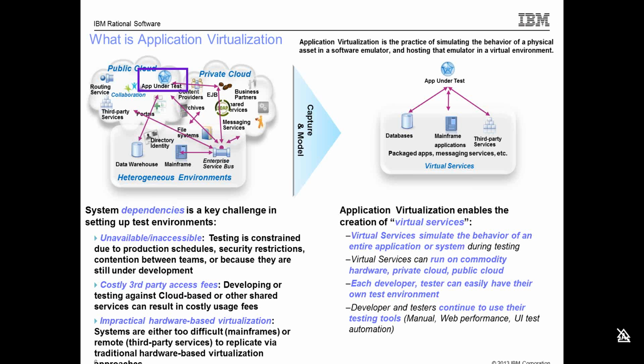So what we just described was the process of application virtualization. We identified those backend systems that we have challenges with. We try to capture the interaction between our system under test and those backend systems. Then, based on that information, we try to simulate the behavior of the backend system in a software emulator. Once we do that, we host that emulation or that service on a virtual environment. And this entire process is what is called application virtualization.